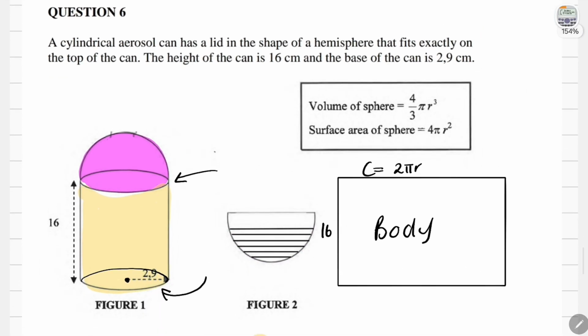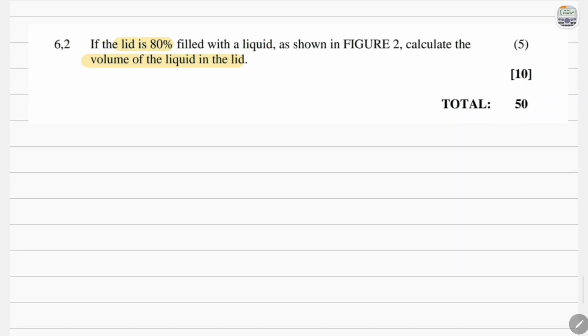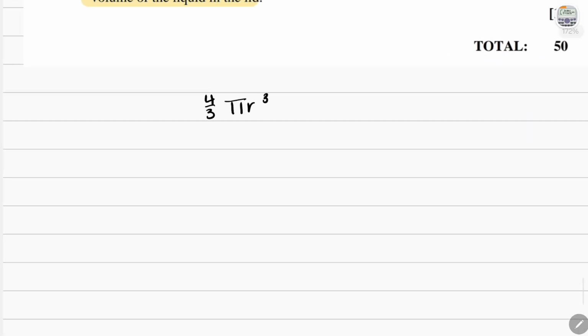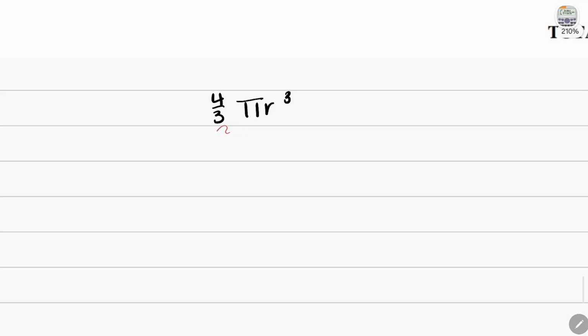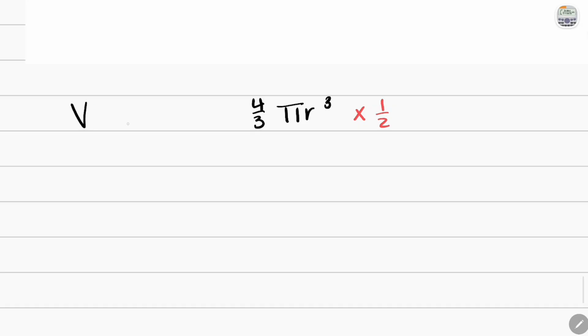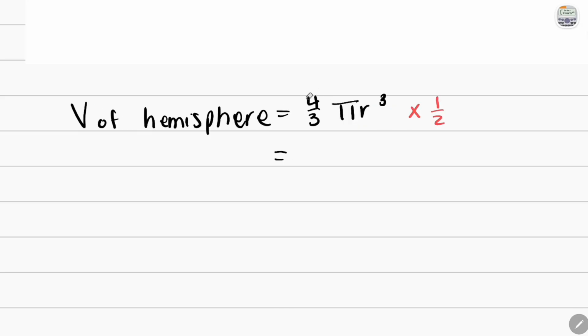Okay, so they already gave us the volume of a sphere. So a hemisphere would be half of this. The volume of a sphere is 4 over 3 pi r cubed. Then a hemisphere is half of this. You can either decide to divide this by 2 or just multiply it by 1 over 2. Okay, and that would be the volume of a hemisphere. So this is 4 times 1 is 4, 3 times 2 is 6, and so that is just going to be 2 over 3. So we have 2 over 3 pi r cubed.